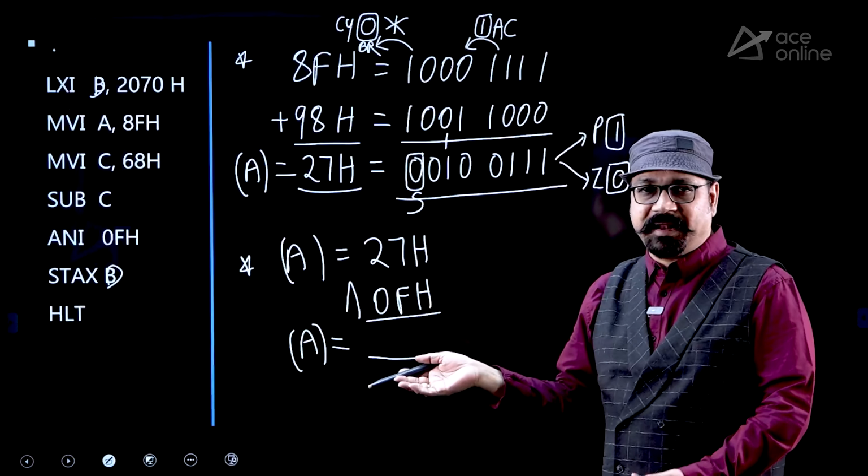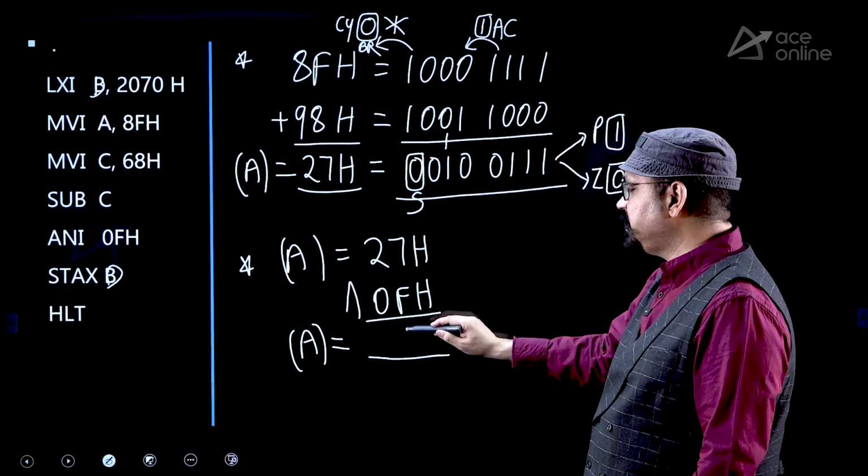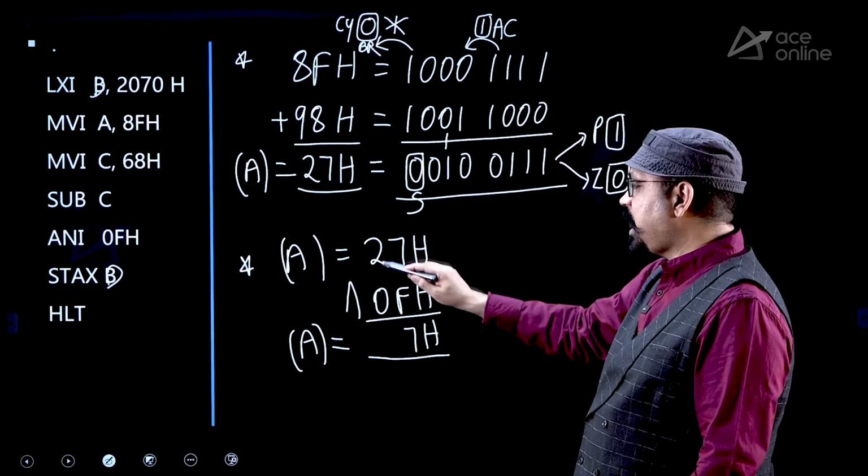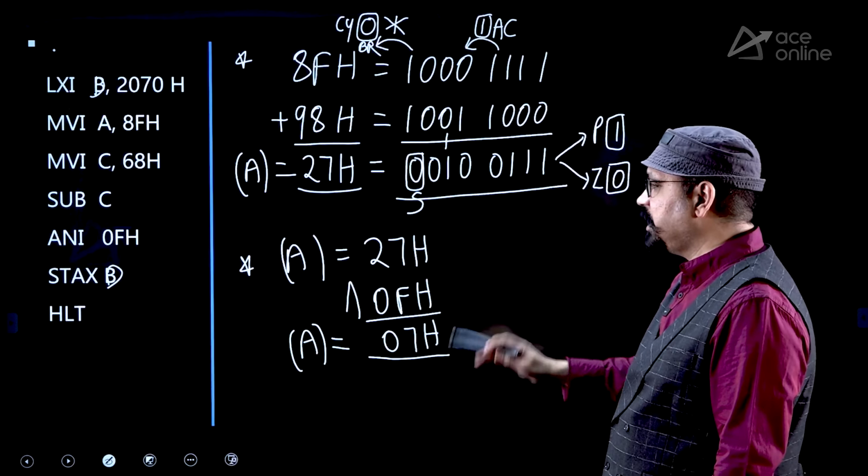I think you can directly tell, right? 7 ANDed with F is 7 hexa. 2 ANDed with 0 is obviously 0. I am not writing any flags.